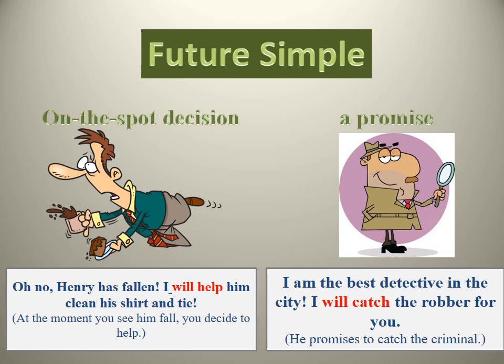We use future simple when we talk about an on-the-spot decision. For example, oh no, Henry has fallen. I will help him clean his shirt and tie. And when we talk about a promise. For example, I'm the best detective in the city. I will catch the robber for you.